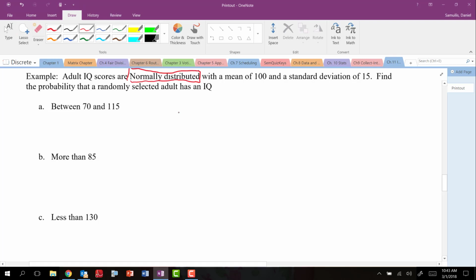Adult IQs are normally distributed. It's been found. Okay, I'm going to try to do my normal distribution curve before I try to answer these questions.